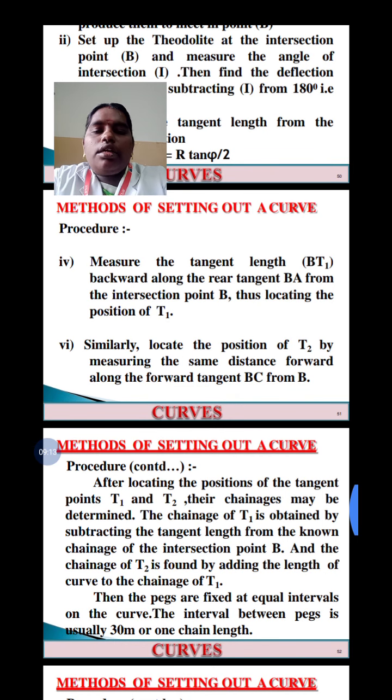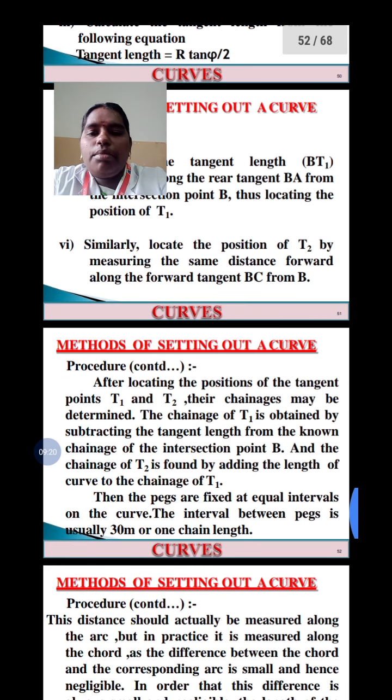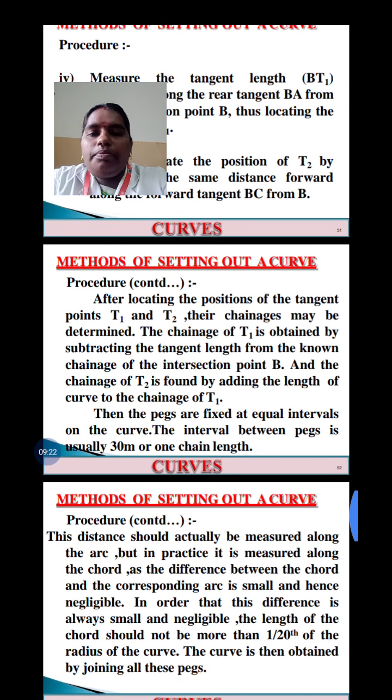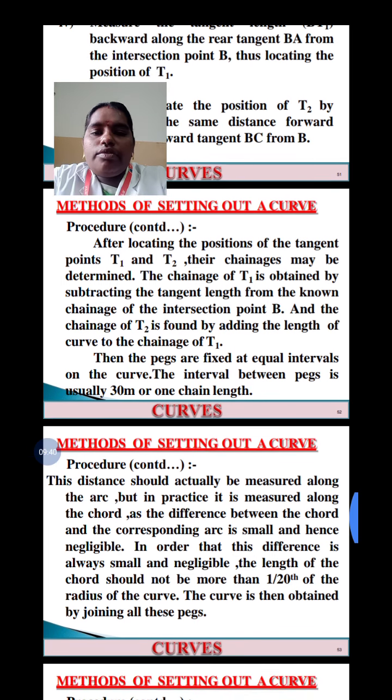Next, similarly locate the position T2 by measuring the same distance forward along the forward tangent BC from B. After locating the tangent points T1 and T2, their chainage may be determined. The chainage of T1 is obtained by subtracting the tangent length from the known chainage of the intersection point B, and the chainage of T2 is found by adding the length of curve to the chainage of T1.